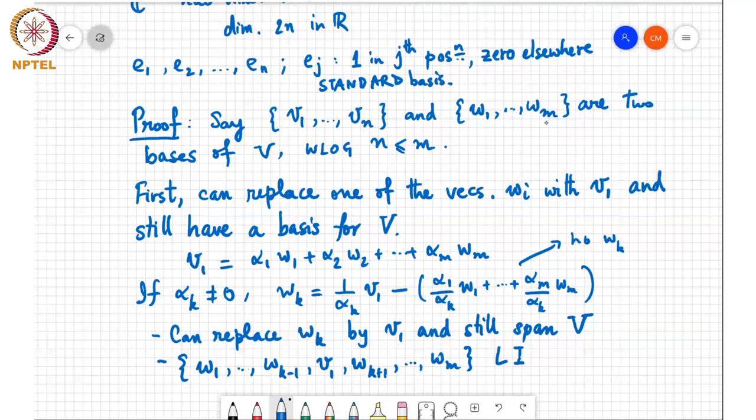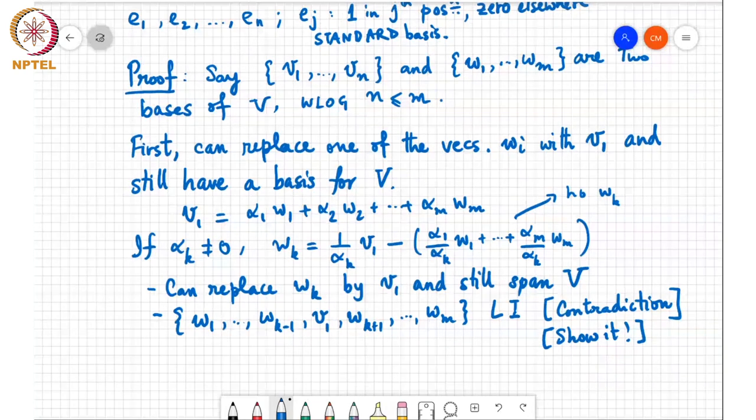But that was one of our starting points, that this is a basis, meaning that this is a linearly independent set that spans V. So this you can show by contradiction. I would like you to try to show it, but what I was saying is it's a simple argument. What you do is you take a linear combination of these vectors, W1 through Wk minus 1, V1, Wk plus 1 through Wm, and you set it equal to 0. Suppose that there is a linear combination of these vectors which gives you the 0 vector. And if that linear combination is a non-trivial linear combination, it means that these vectors are linearly dependent.